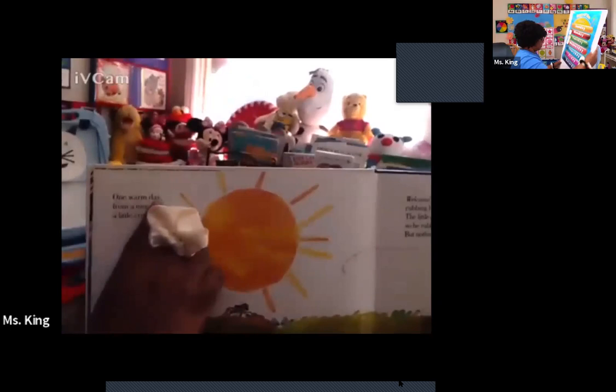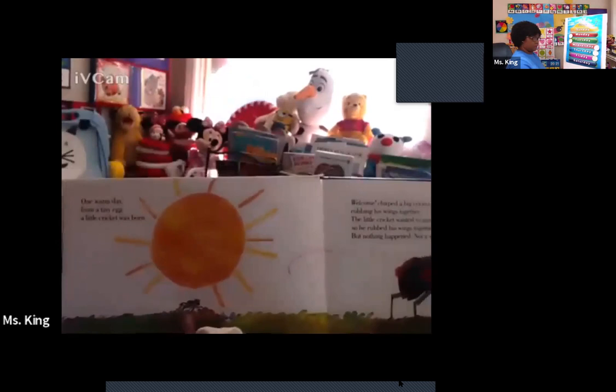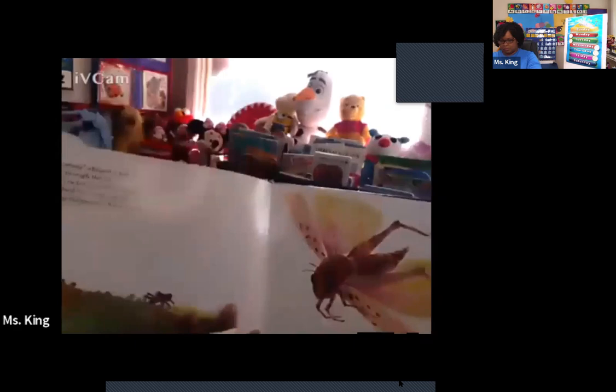One warm day from a tiny egg, a little cricket was born. There he is. Oh, he's a little cricket. Welcome, chirped a big cricket, rubbing his wings together. The little cricket wanted to answer, so he rubbed his wings together. But nothing happened. Not a sound. Nothing happened. Well.